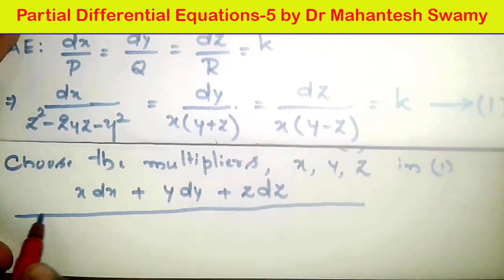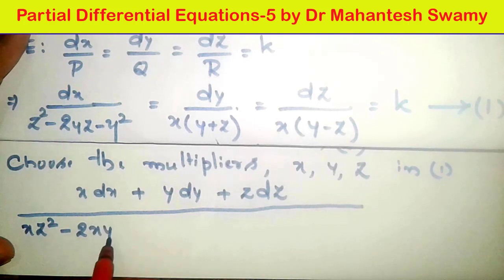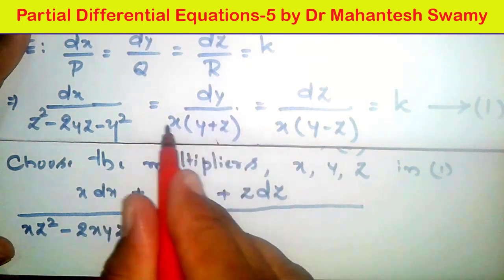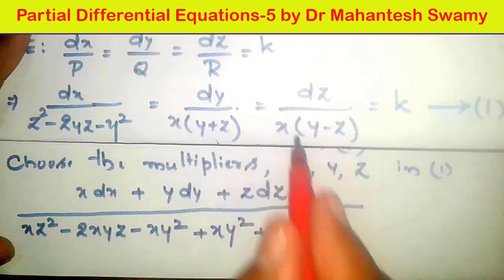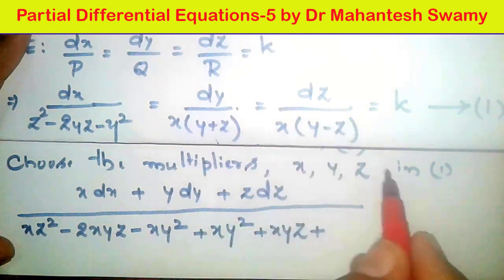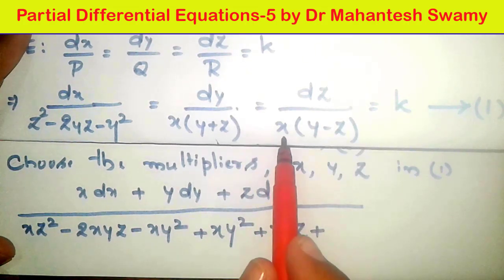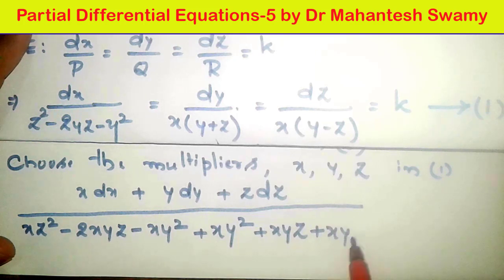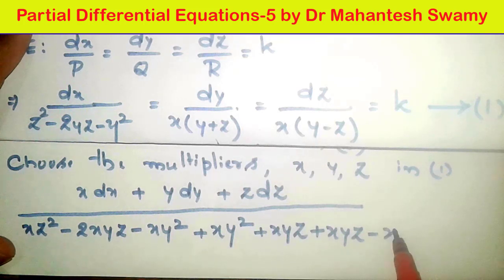Now by looking at the denominator of equation number 1 and with the multipliers here, it is going to be xz square minus 2xyz minus xy square. So multiplication with x is over, plus with this we have to multiply y. xy into y, it is xy square. xy plus z, it is xyz. Come to this term, plus this, with this z should be multiplied. Third multiplier is z. When we use multiplier z here, it is xyz, xzz, it is with minus sign, xz square.